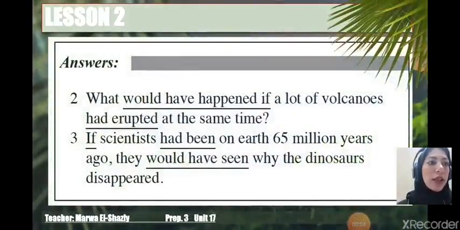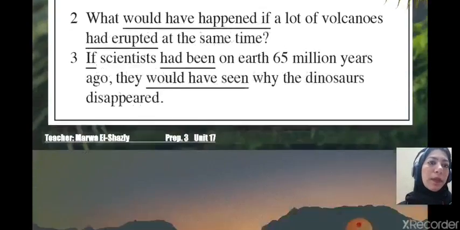Okay, let's check the answers. For number 2, we're going to underline would have happened, if, and had erupted. For number 3, we're going to underline if, had been, and would have seen. I hope all your answers are correct.